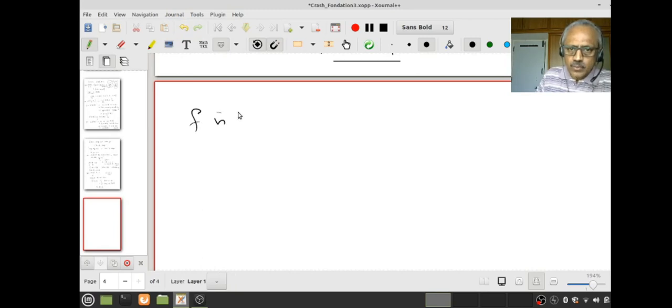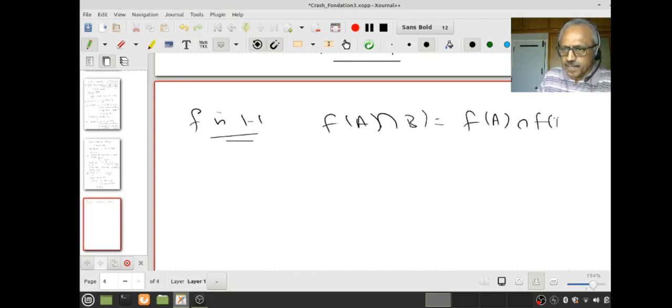But if f is 1-1, then we have f of A intersection B is f of A intersection f of B. I'll just give a proof because sometimes this is required in mathematics. When f is 1-1, this always happens. Let us go through the proof. So what do I have to do? We had already done one direction. Do you remember? So I only have to prove this one.